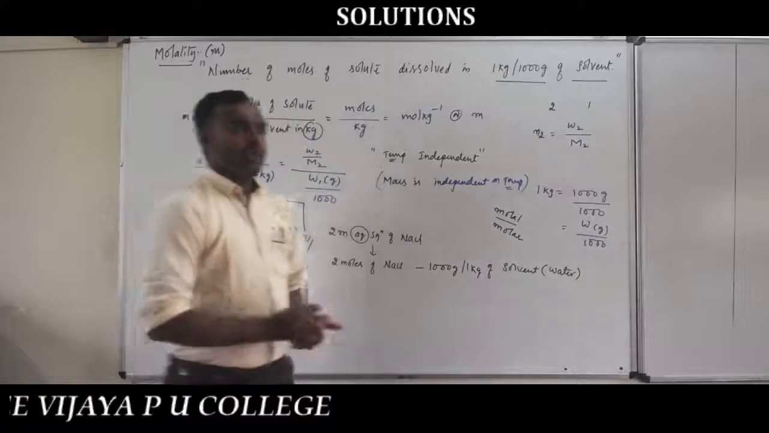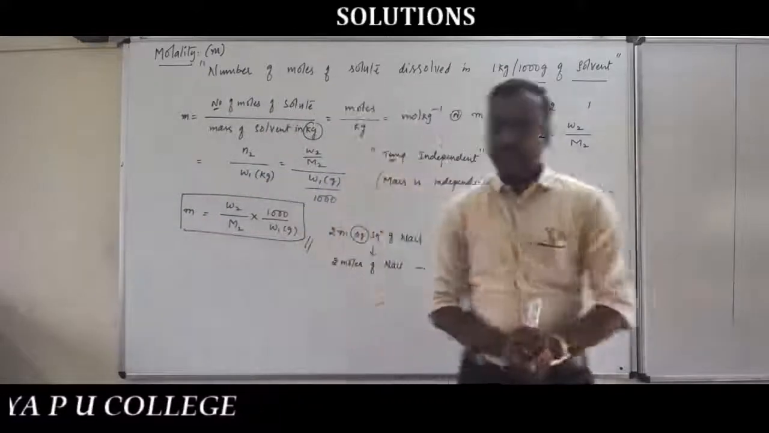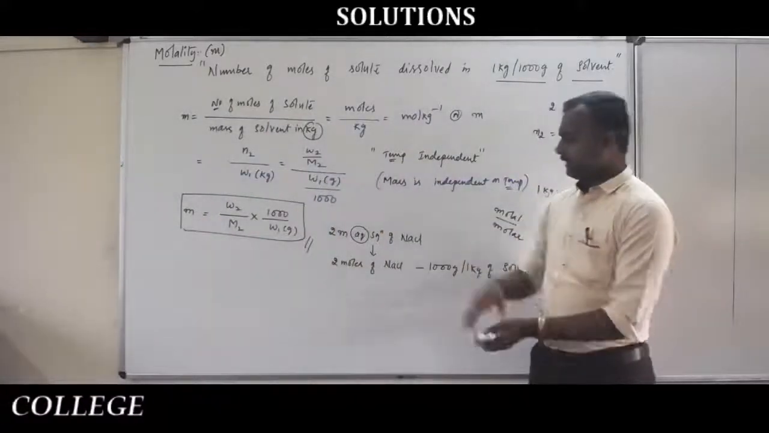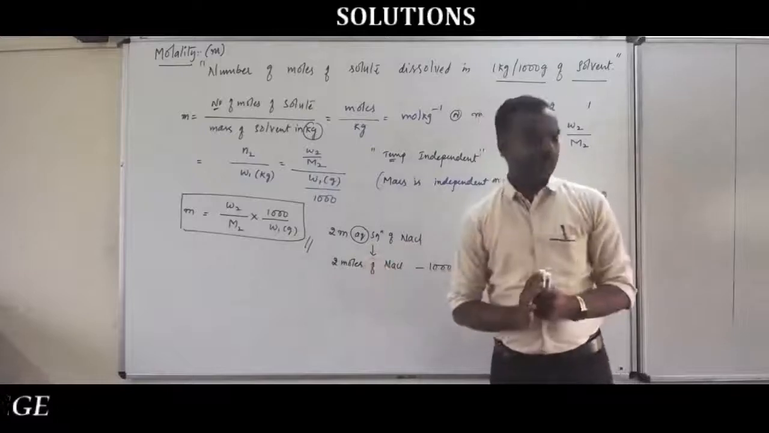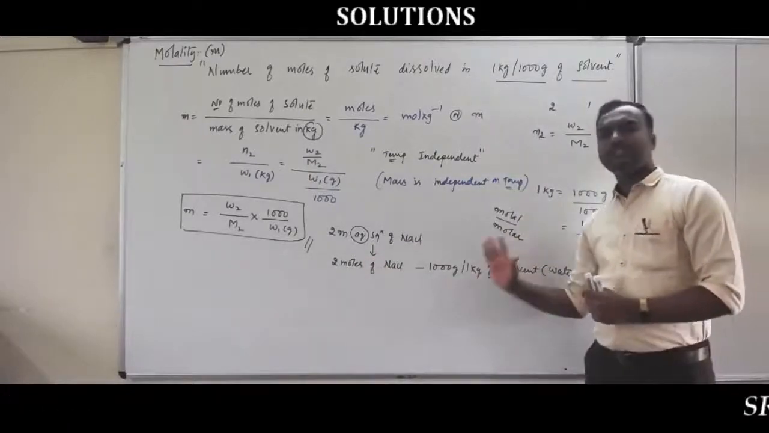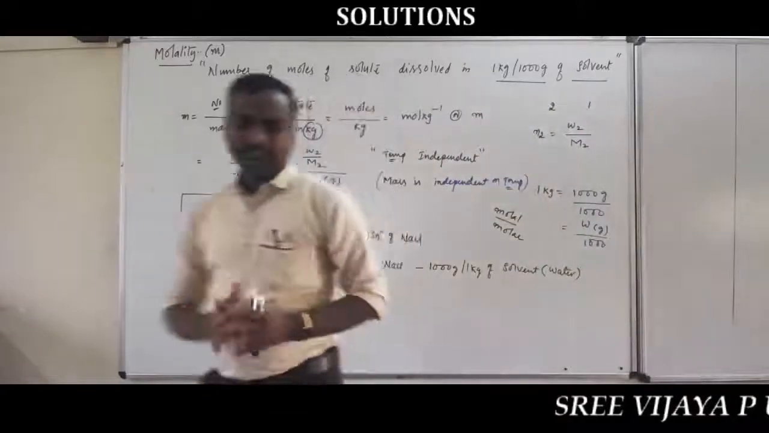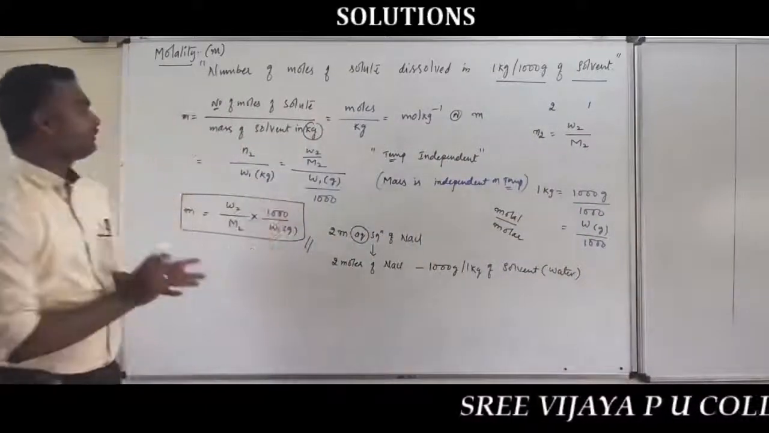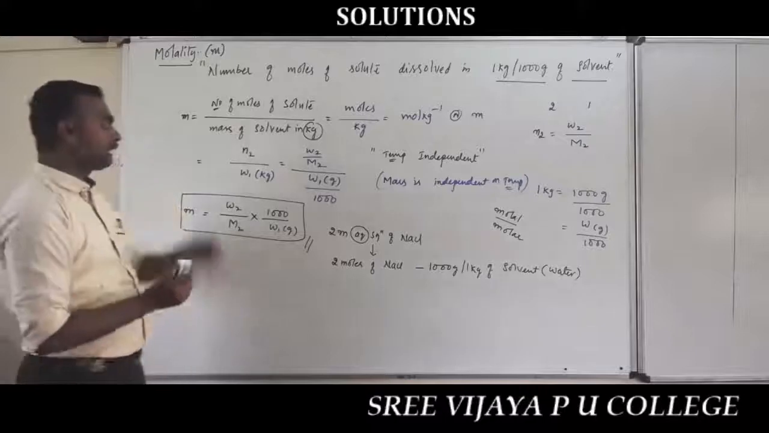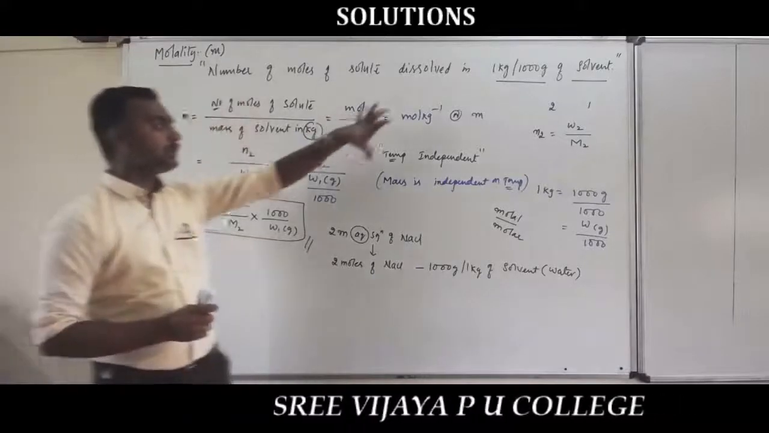For example, 1 molar, 1 small m NaOH solution is given. So we write 1 mole of NaOH, sodium hydroxide, dissolved in 1 kg of water or 1 kg of solvent. So that is nothing but molality, number of moles of solute dissolved in 1 kg of solvent, and this is the mathematical expression. What is the unit of molality?